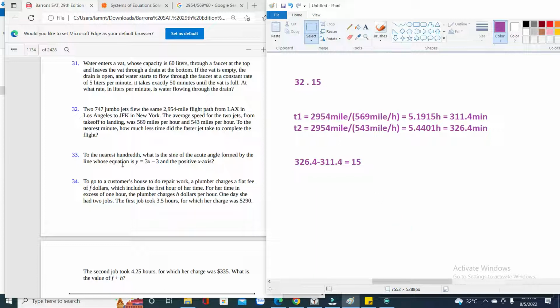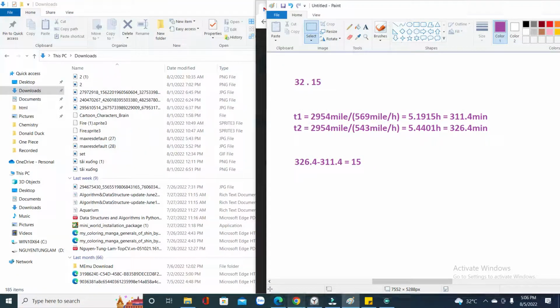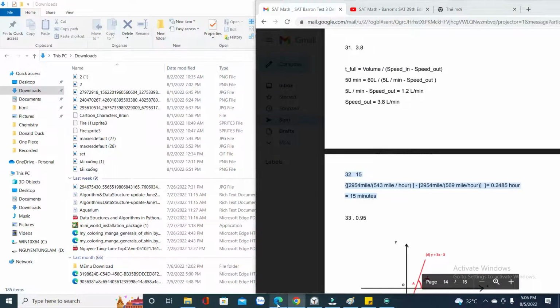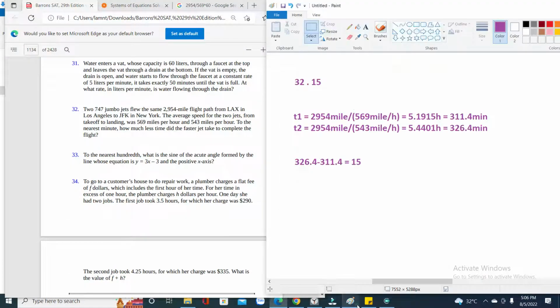33, to the nearest 100. What is the sine of the acute angle formed by the line whose equation is y equals 3x minus 3 and the positive x-axis? Okay, so let's try that out. So now 32 is 15. Let's move on to 33.